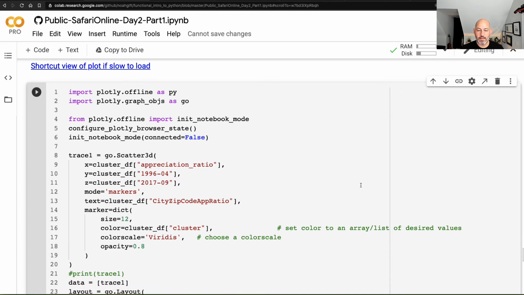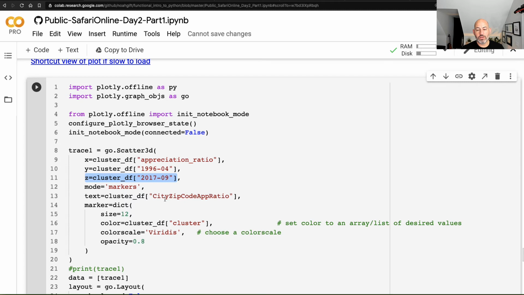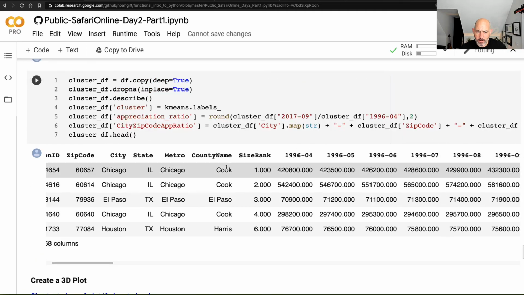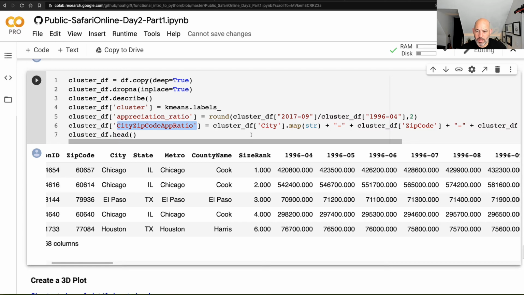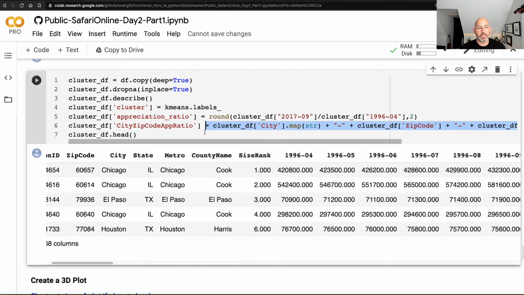So this here is the appreciation ratio. This is the 1996 price. This is the 2017 price, and then I also create a text field called city, zip code, and then appreciation ratio. So why do I do this? If you see up here, I create this particular value, and look what I do, I just take a bunch of the columns as a string. And why would I do this? So that when I hover my mouse, it will add the annotation to the hover. So then I can easily see the things I care about. Which city is it? What's the zip code? And how much did it appreciate in value, right?